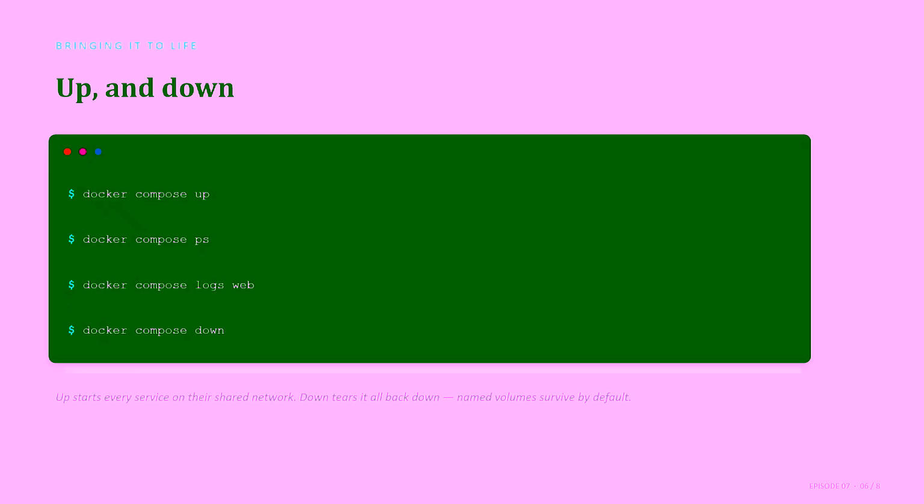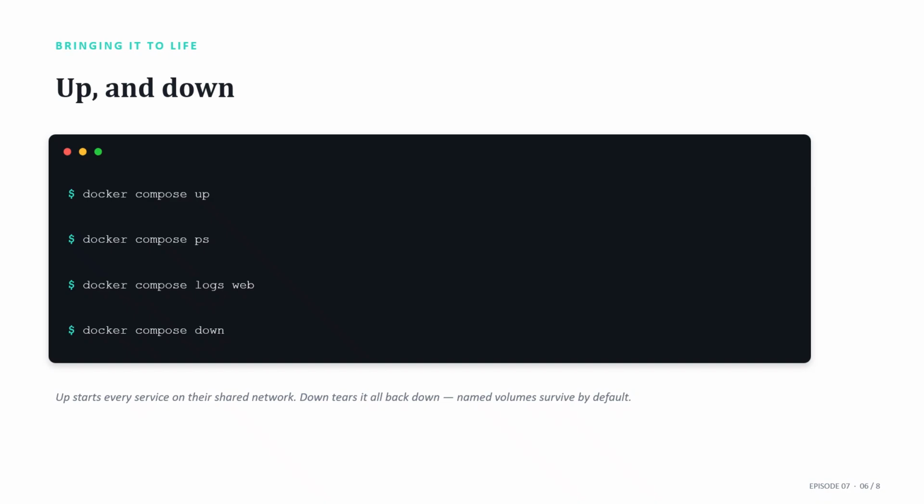docker compose ps shows you every service's status at a glance. docker compose logs, optionally with a service name, streams output from one service or all of them together. And docker compose down tears the whole stack back down, stopping and removing every container Compose started, though your named volumes survive by default. Exactly the safety net episode 5 promised.